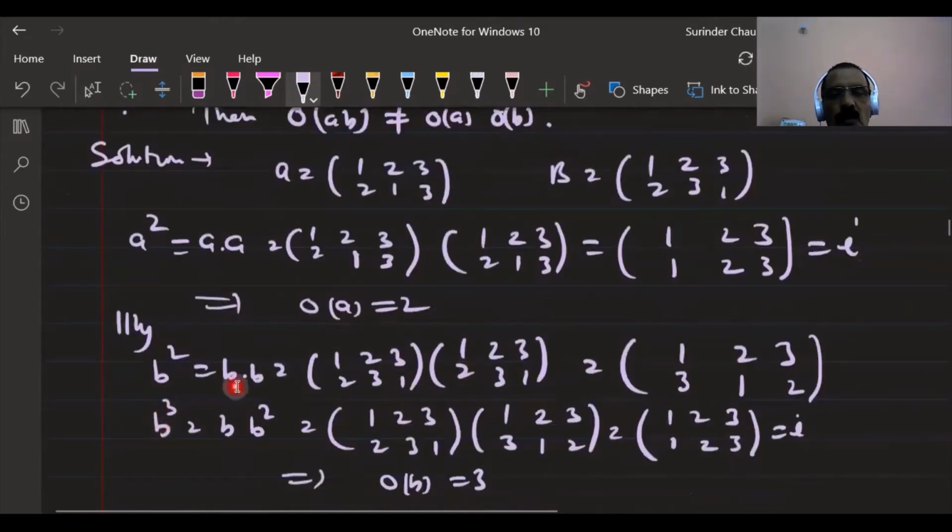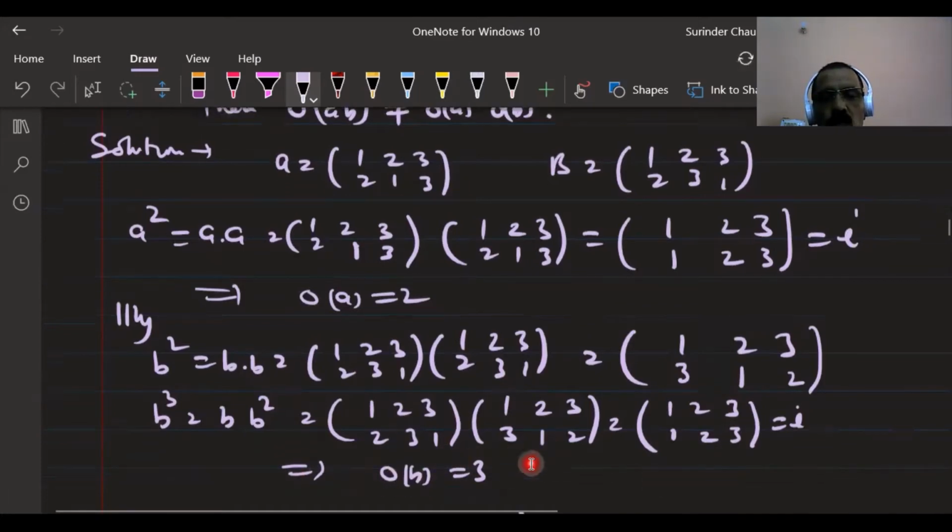Similarly, B square is equal to B into B, and B square into B comes out to be I. So B cube comes out to be I, and the order of B is equal to 3.